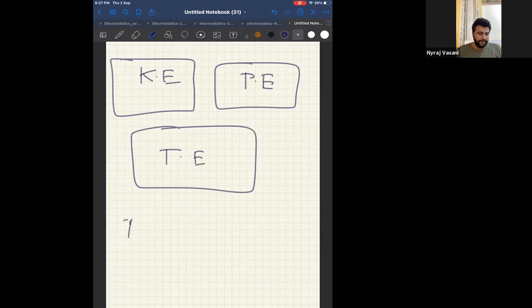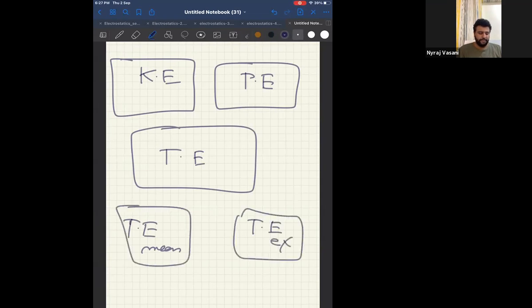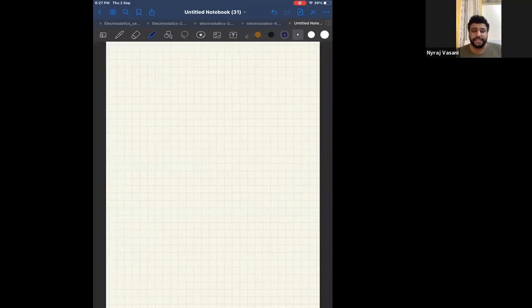Okay. Then I will find total energy at mean. Then I will find total energy at extreme. These are the 5 things I need to do. So the side heading that you need to write is energy of oscillation. Write it up. Side heading, energy of oscillation.